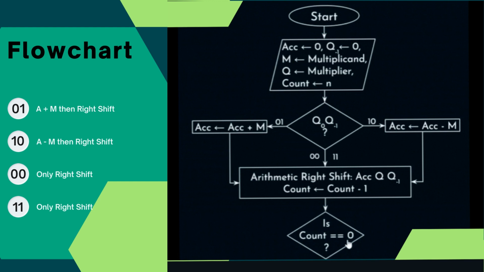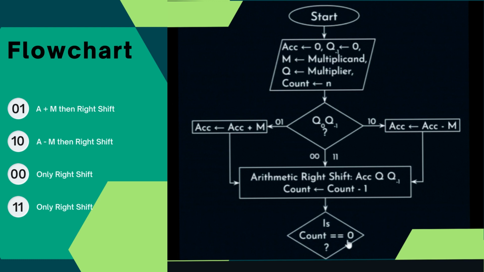M and Q are both registers, and we have to store the multiplicand and multiplier respectively. In count, we have the number of bits. Q naught is the LSB of the multiplier, and Q minus 1 is the flip-flop. When they are 0 0 or 1 1, we have to do an arithmetic right shift and decrement count by 1.